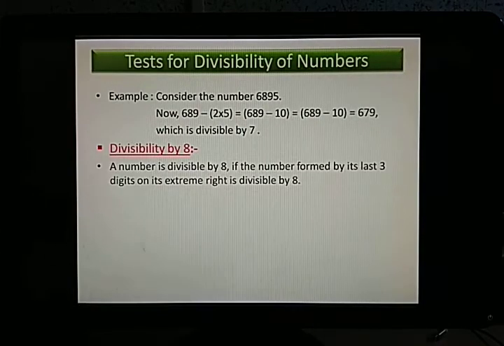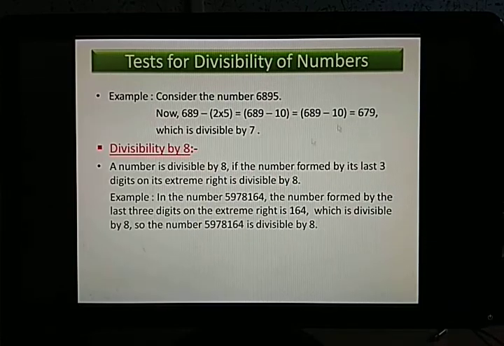Now moving to the next, divisibility by 8. Here we have to see that a number is divisible by 8 only if the last 3 digits on the extreme right are divisible by 8. It is somewhat similar to divisibility by 4. In divisibility by 4, we found out the last 2 digits, and here in divisibility by 8, we will see the last 3 digits on the extreme right.